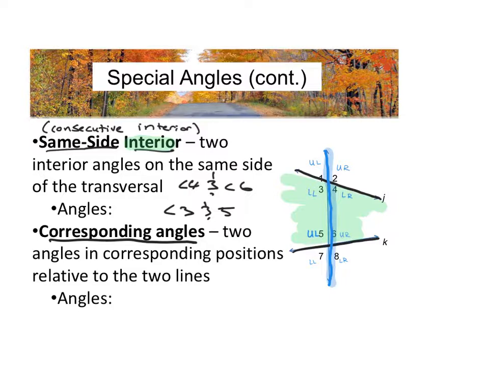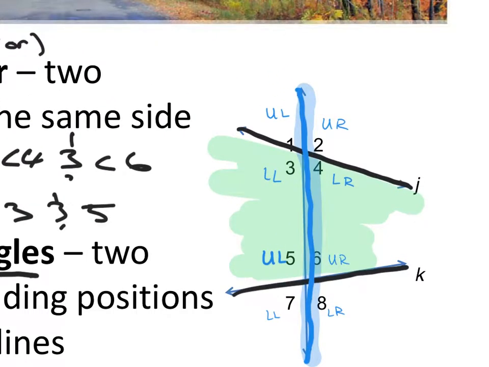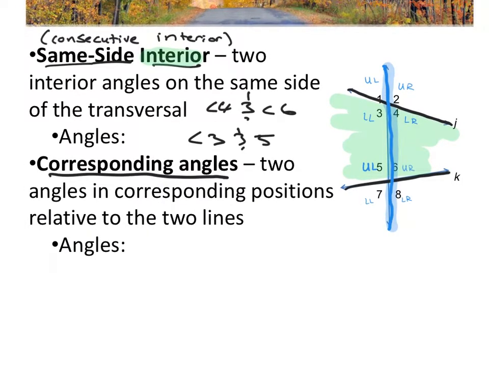What you got? Give me one. Angle 1, angle 5. Good. Actually, I don't want to make them look congruent there because it doesn't look like they're congruent. So the first set we've got is angle 1 and angle 5 because they are both in the upper left-hand corners. Somebody different. Give me another set. Yes, ma'am. Angle 3 and angle 7. Angle 3 and angle 7 because they are both in the lower left-hand corner.